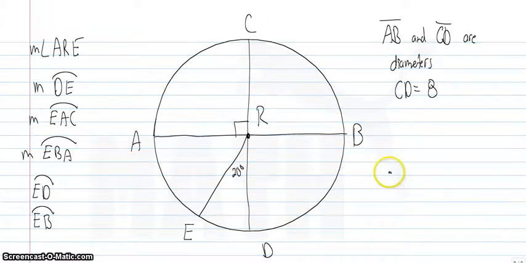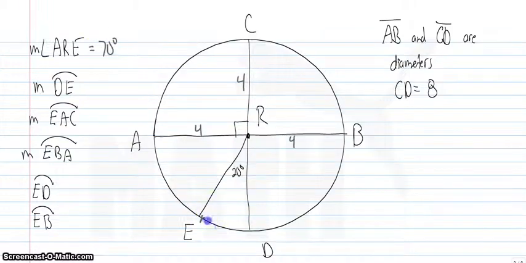Look at a few problems here that look at the differences between the different objects that we've talked about so far. AB and CD are diameters. The length of segment CD is equal to 8, which means that the radius is equal to 4. And we want to find these measurements. First of all, measure of angle ARE. Since they're perpendicular diameters, this angle is 90 degrees. We have a central angle of 20, so angle ARE is 70 degrees.